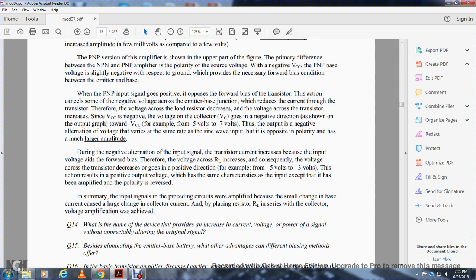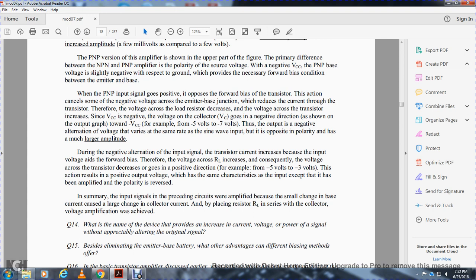During the negative alternation of the input signal, the transistor current increases because of the input voltage with the forward bias. Therefore, the voltage across the load resistor increases as the collector current increases. Consequently, the voltage across the transistor goes in the positive direction, for example, from negative 5 volts to negative 3 volts. This action results in a positive output voltage which has the same characteristic as the input, except that it has been amplified and the polarity is reversed.